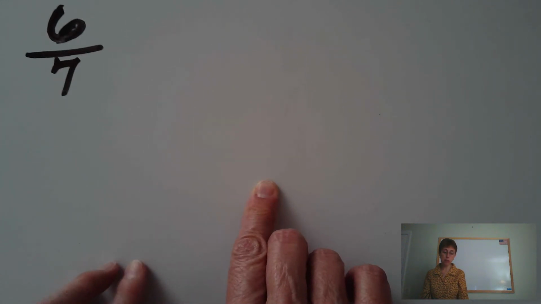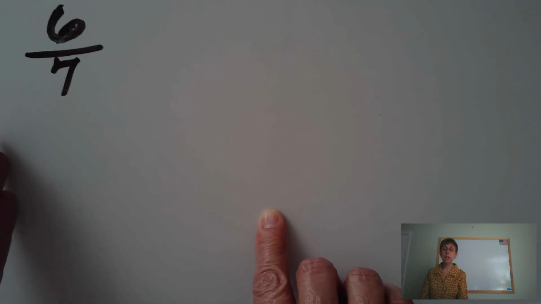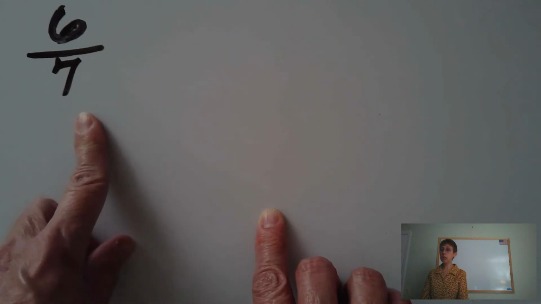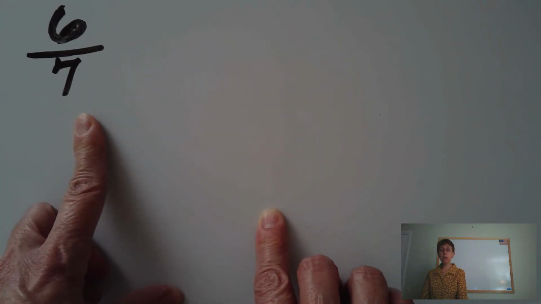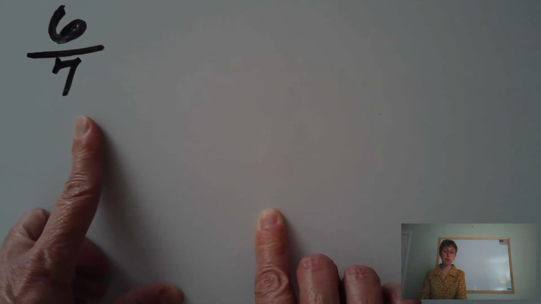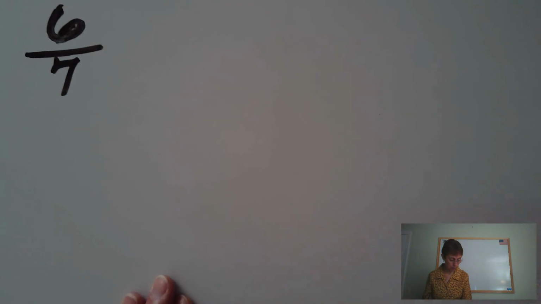So what does that mean? It means you leave 6/7 as it is. It means it is already reduced. It cannot be reduced any further. And you're going to find that there will end up being some fractions that are already reduced and you cannot reduce them any further. So then you would just leave it as 6/7.